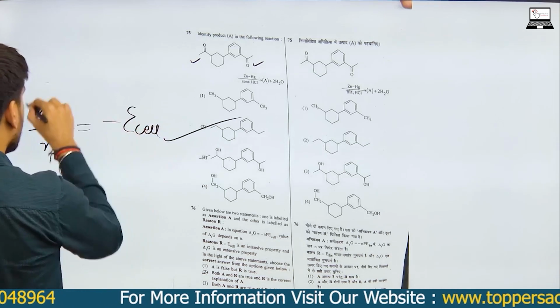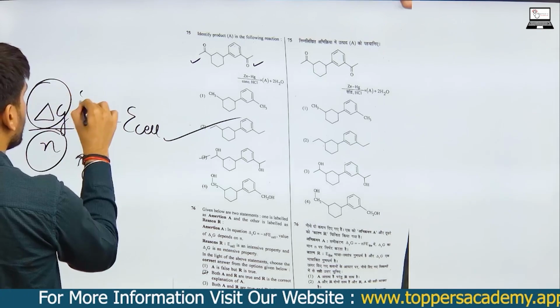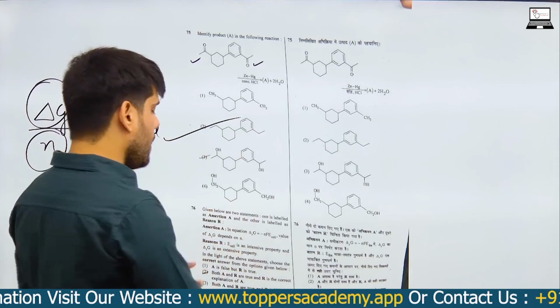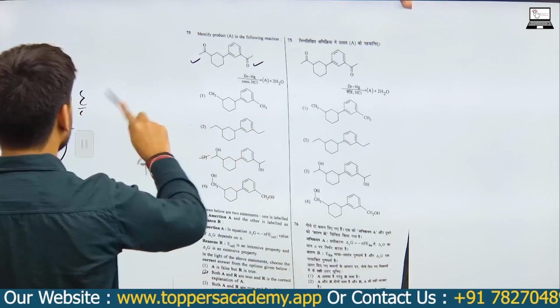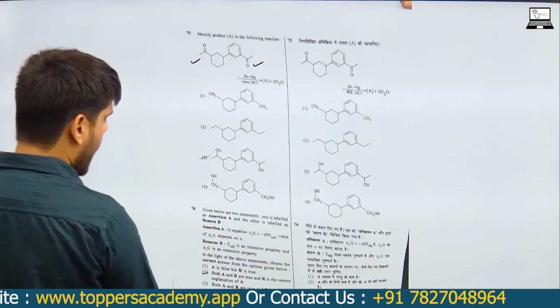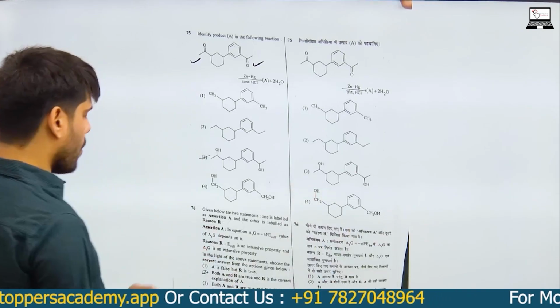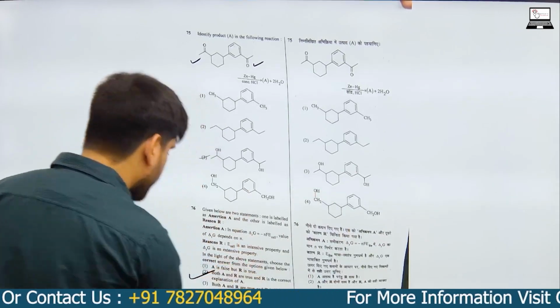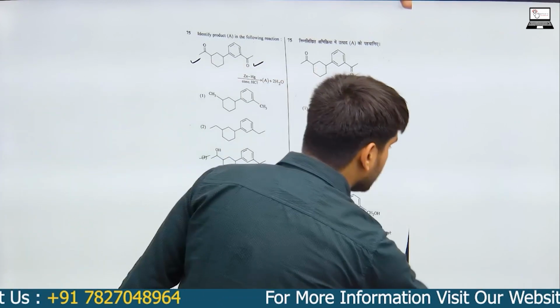So if you see, the extensive property upon extensive property gives you the intensive property. So yes, it is the intensive. E cell is intensive property and delta G is your extensive property. So both are correct and R is the correct explanation. Correct. Let us see the next question.